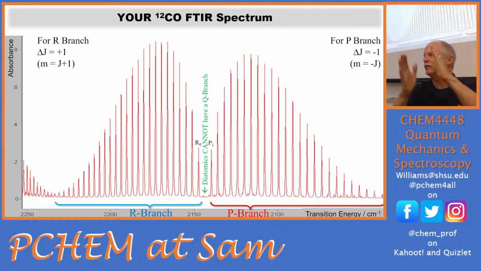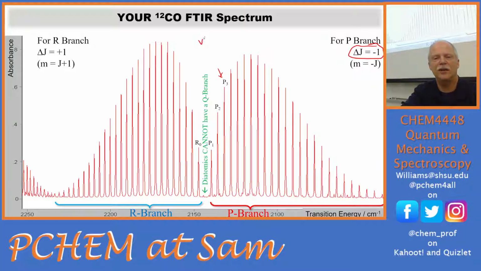So that's where you start. You start in the middle, and then you work your way out. So going down the P branch, the next one's the P2, then the P3. And so let's think about what this means. We're on the P branch side. That means delta J is -1 here, okay? And so for this right here, let's look at the vibrational transitions. This is V double prime equals 0 to V prime equals 1. So it's a fundamental vibrational transition.